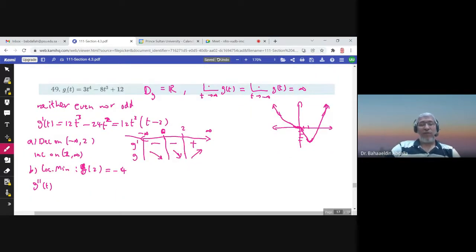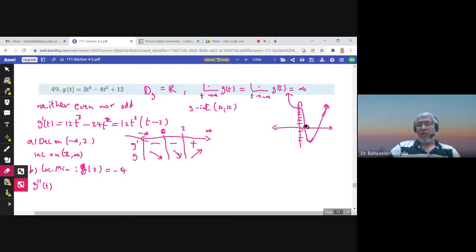If you put t = 0, you get 12, so (0, 12) is the y-intercept. So it doesn't pass by (0, 0). So at (0, 12) here, this will go up to here, and I'll have a tangent of 0 here, and then it will continue like this. Okay?